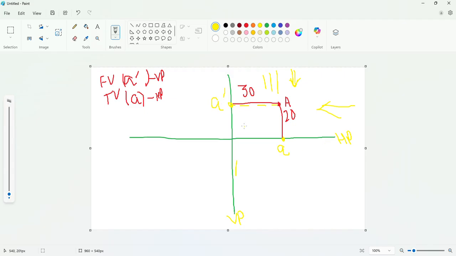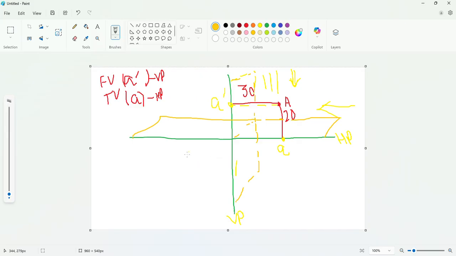Now if you consider this in 3D, this was our HP and this was VP. So this is HP and this is VP. The front view will be in VP and the top view will be in HP. To plot this in a 2D plane, we have to draw the projection in AutoCAD in 2D.